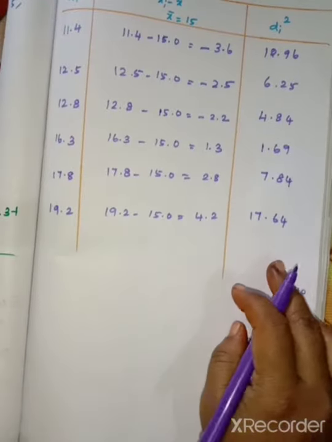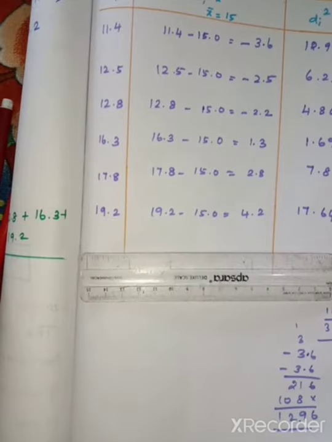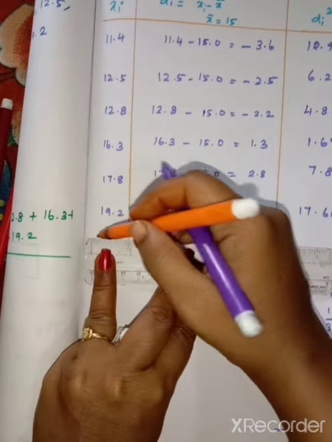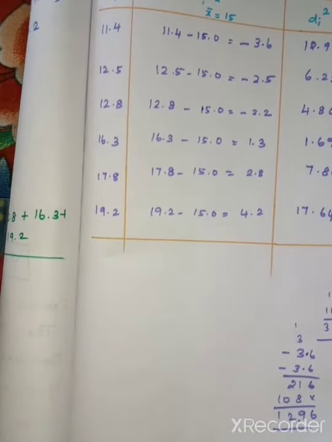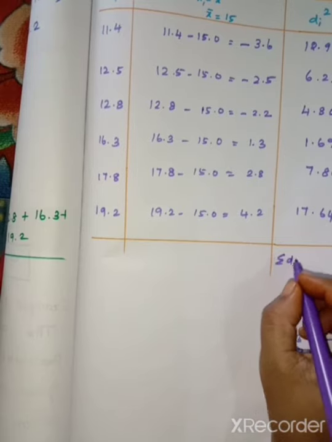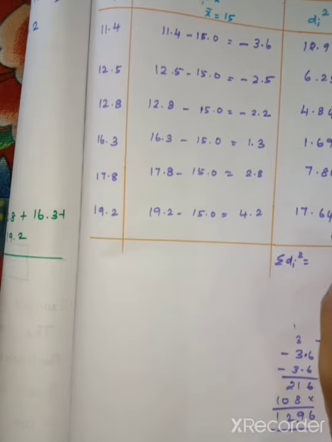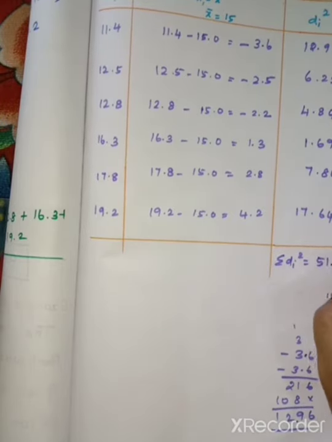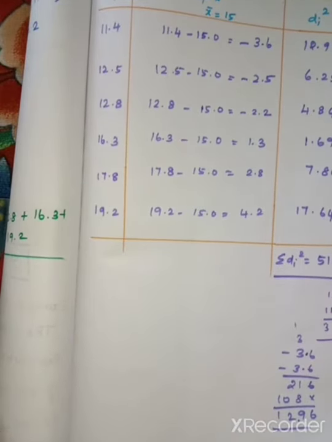Then we want to add. We want to add the terms, that is summation di squared in the formula. So we don't need to square the di again; we just add. Summation di squared equals, if you add these terms column by column, 51.22. Then by using the formula, we want to find the standard deviation.